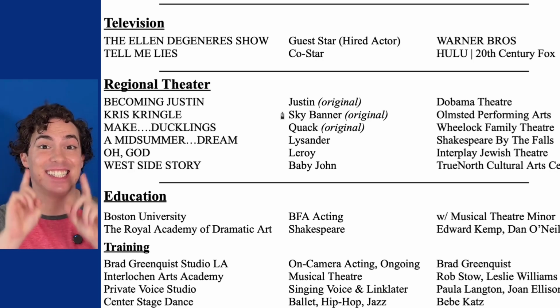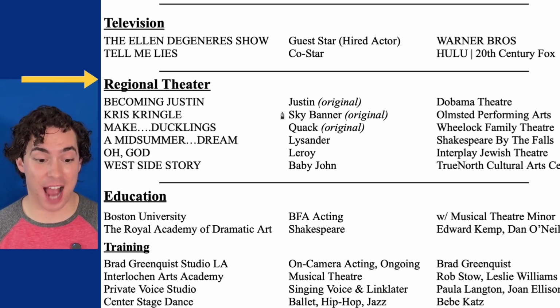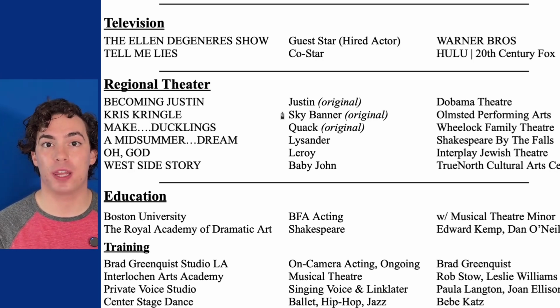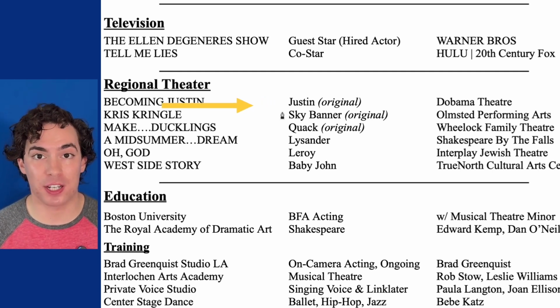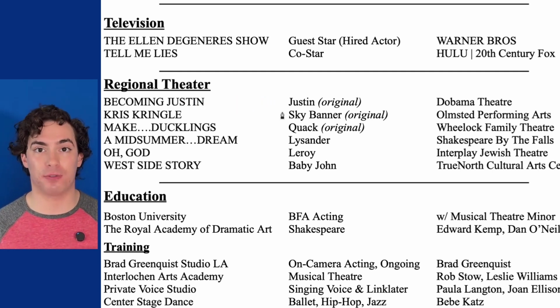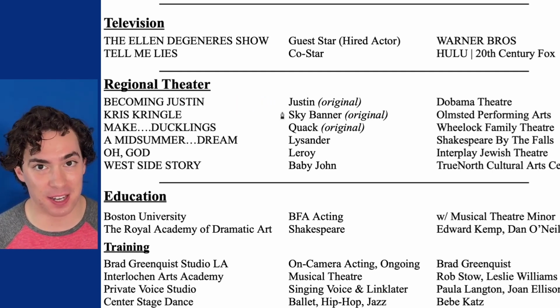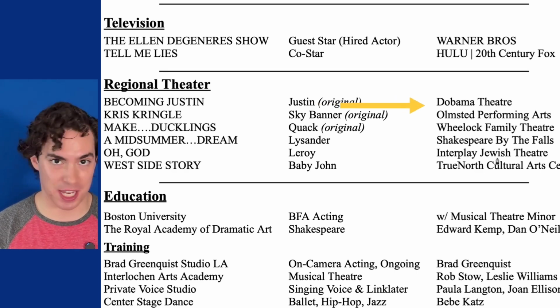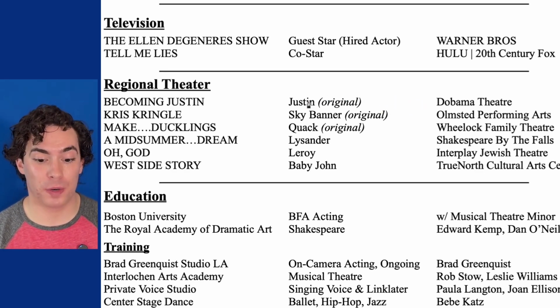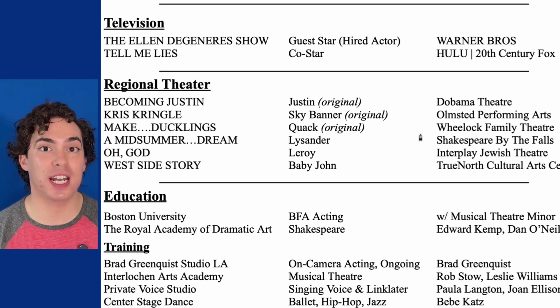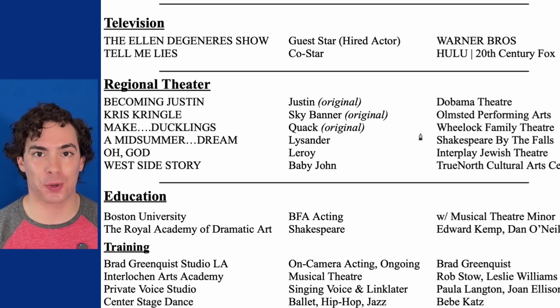This section is different, okay? This is your theater. Theater is different because you actually put the title of the show, and then you put the character name that you played. You don't put the type of role like you did in film and TV, you put the character name you played. Then in the final column, you put the theater it was performed at. As you can see here, similar to my asterisks above, I put original here so that you knew that I originated that role. I was the very first person to ever do it. Once again, a little thing to help you stand out, but still keeping things simple.